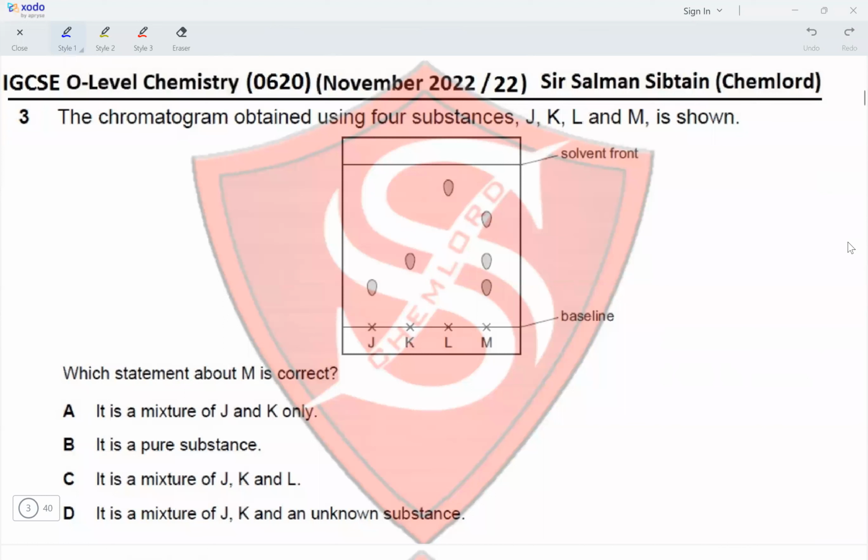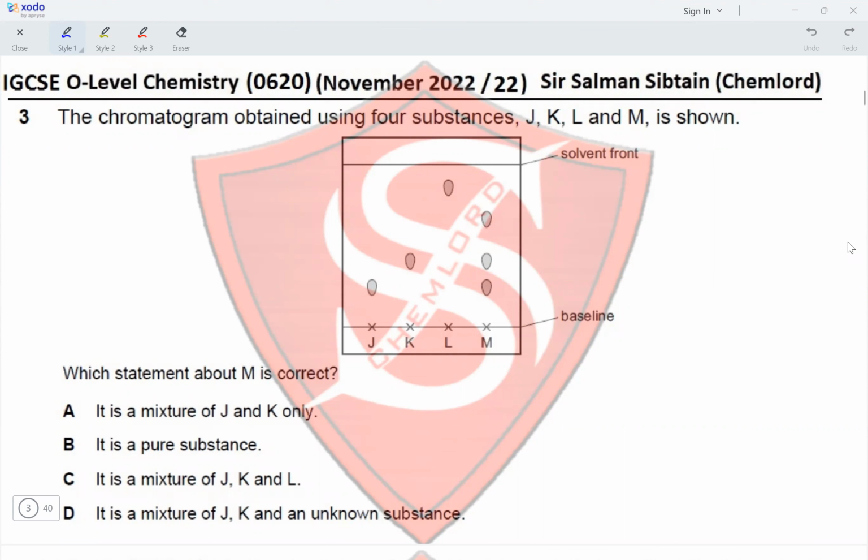Question 3. The chromatogram obtained using four substances J, K, L, and M is shown. Which statement about M is correct? Okay, M contains three different components. One of the components in M is K and the other is J. M does not contain L.